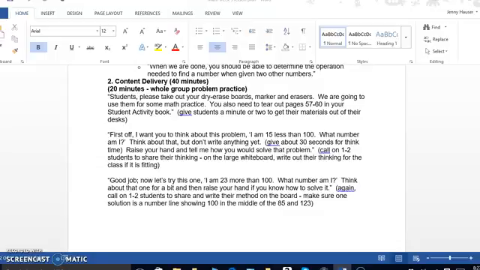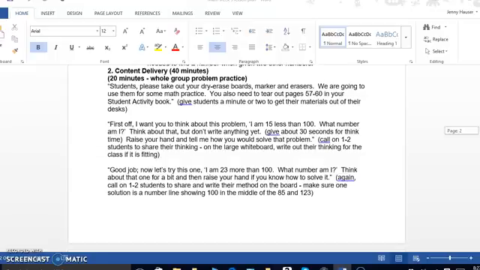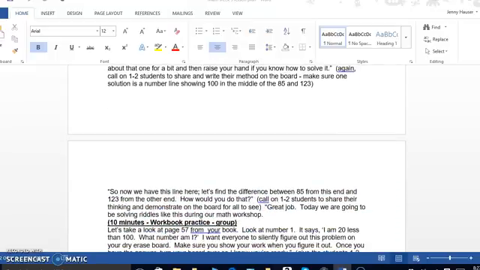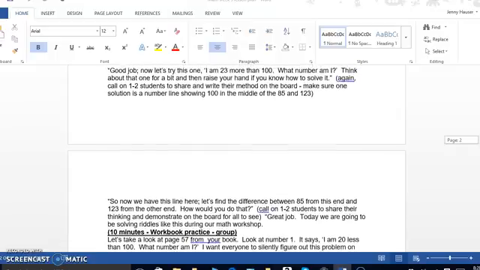The lesson itself should take about 40 minutes, I think. We'll do 20 minutes with a whole group problem practice where I'll have them use their dry erase boards to find the answer to some problems. Then they will talk about their answers and we'll move on.